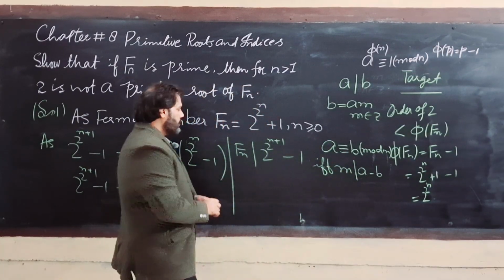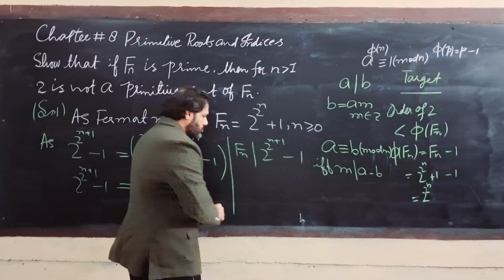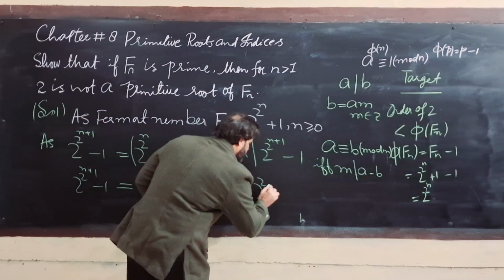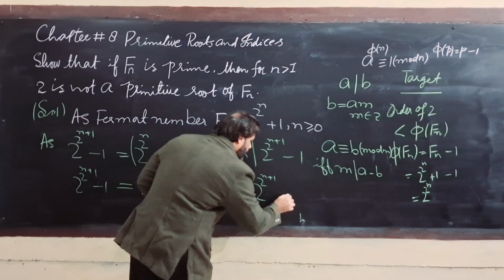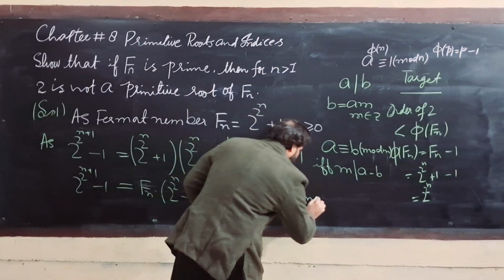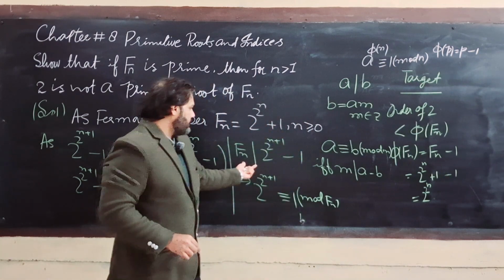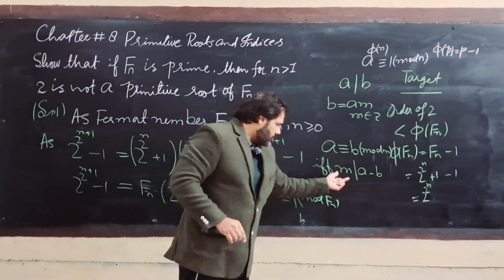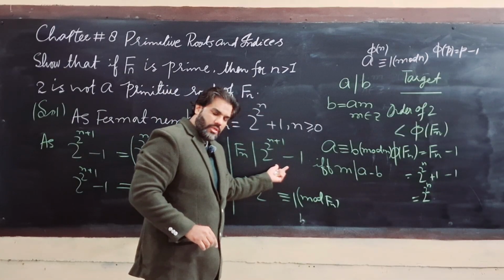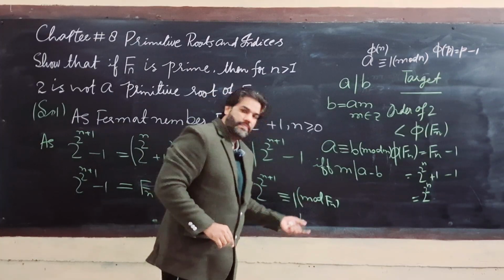You can notice here, this number Fn is a divisor of the difference. This shows that the number 2 raised to power 2^(n+1) and 1 are congruent to each other modulo Fn. You can match this expression with the original definition. This is the divisor and this is the difference of two numbers. So they are congruent to each other modulo Fn.